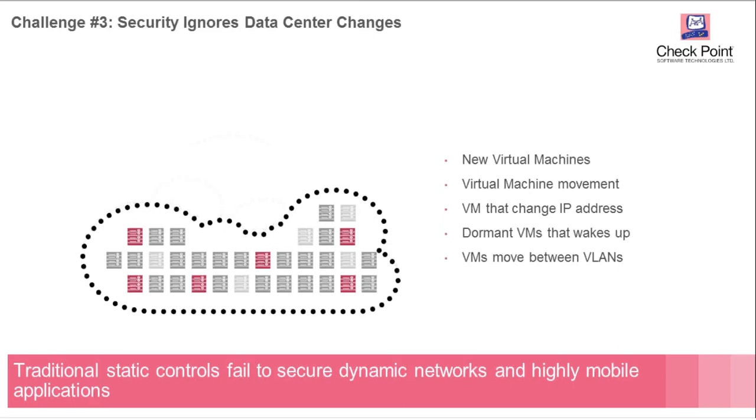And what impedes this is security. For example, if I create a new virtual machine in my web server farm, I then have to raise a ticket with the security guys and let them know, hey, I've got a new IP address, it's a web server farm, please add this into the policy, please let me know when it's completed. Again, this really impedes the business agility if you need to deliver things quickly. And that's just one example. In the day-to-day operations, there are a number of changes being made, and traditional static controls fail to secure dynamic networks and highly mobile applications.